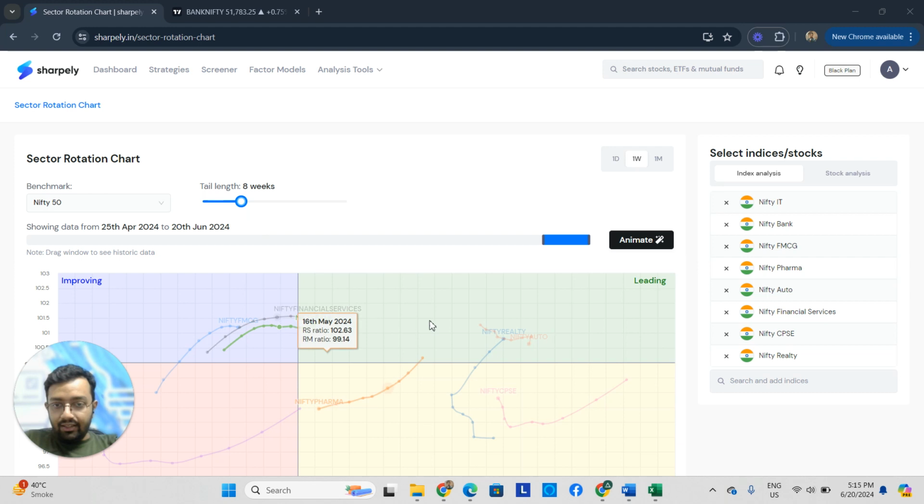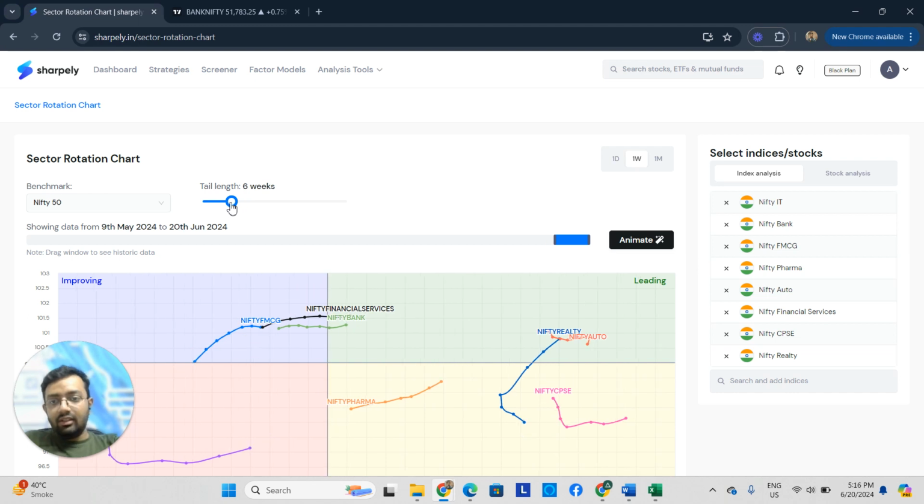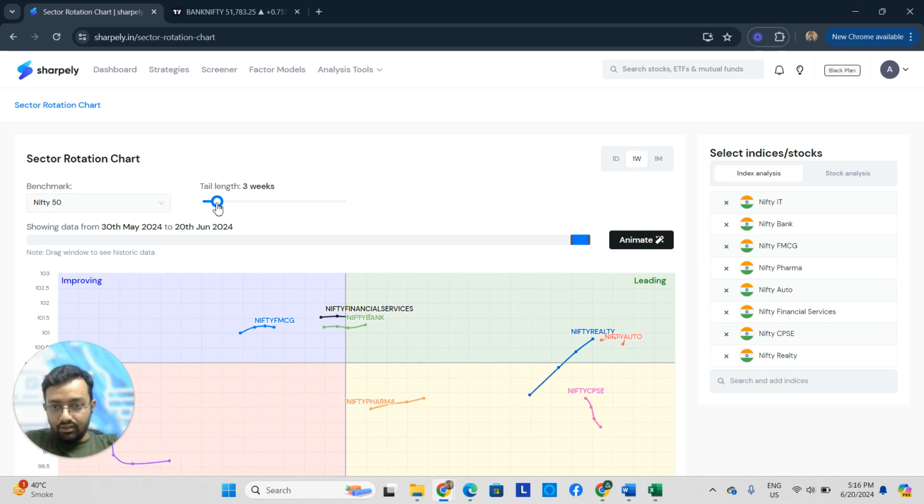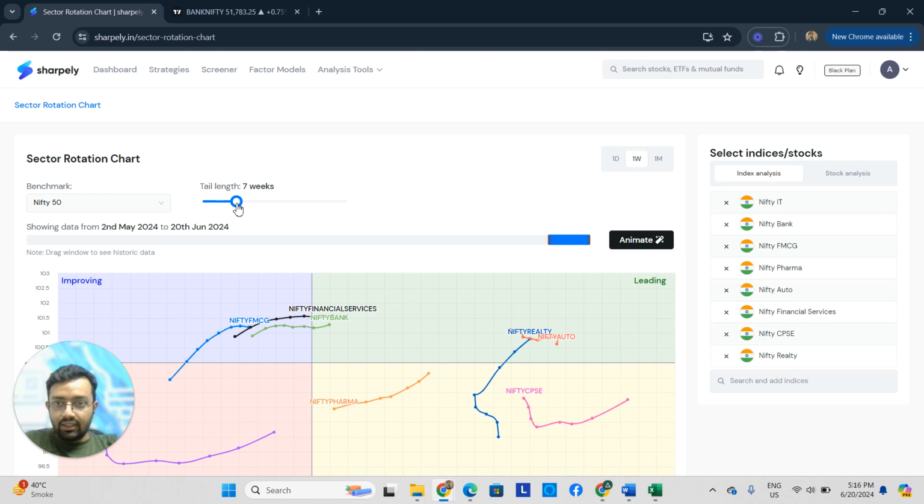The third is the tail length. Now, as you can see, every line has these dots. This number decides the number of dots. So as you can see, each of the lines has 8 dots. So this is called tail length. So you can reduce it and you can see the length reducing, right? So we will keep it at, let's say, 7.